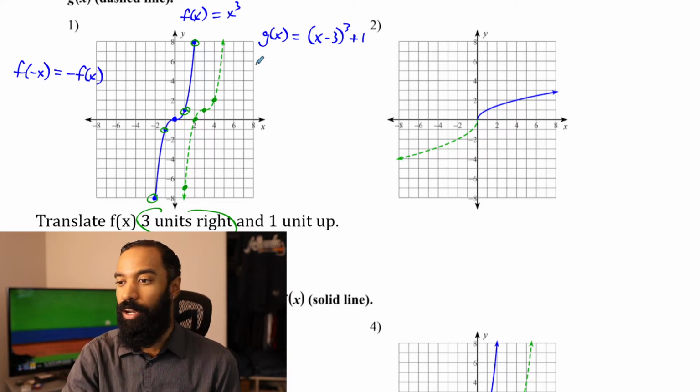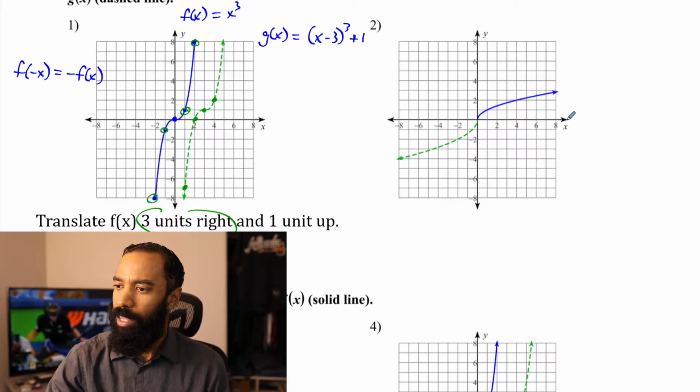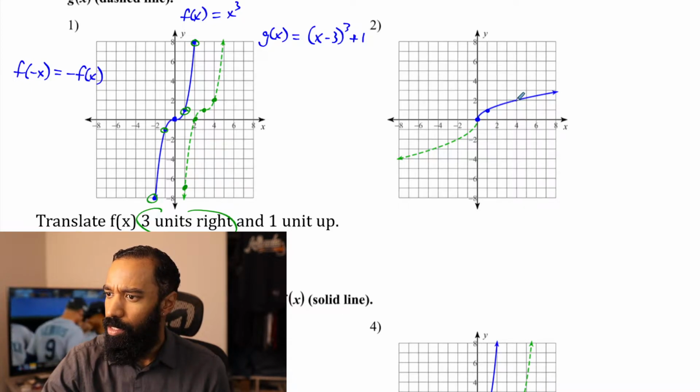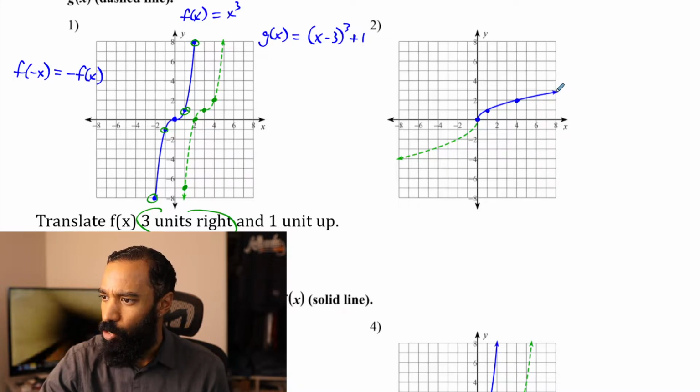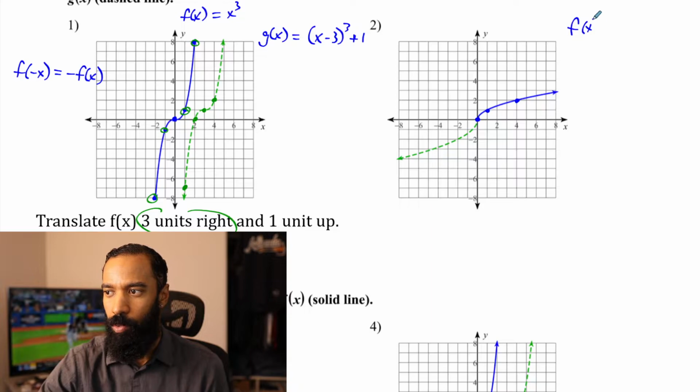All right, that's a lot to say here. Let's go on to number 2. Number 2 has its own tricks up its sleeve here. And let's also plot some points that this has. It has (0, 0), (1, 1), (4, 2), and it doesn't quite hit (8, 3). I'm guessing it hits (9, 3) because this very much looks like a square root function.